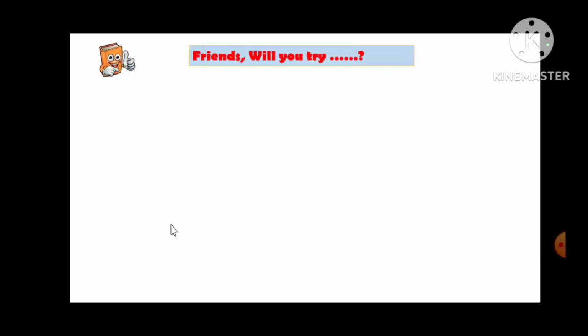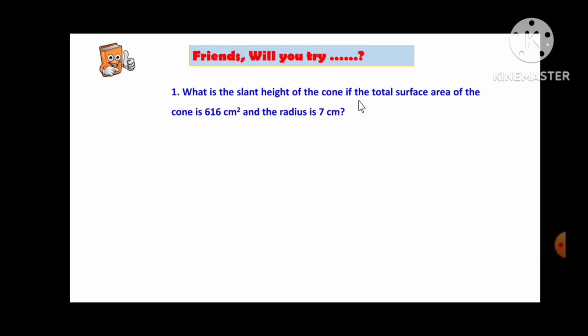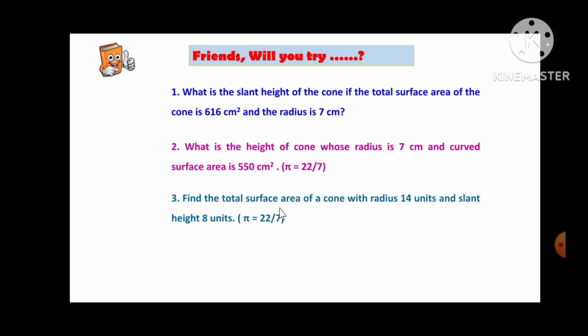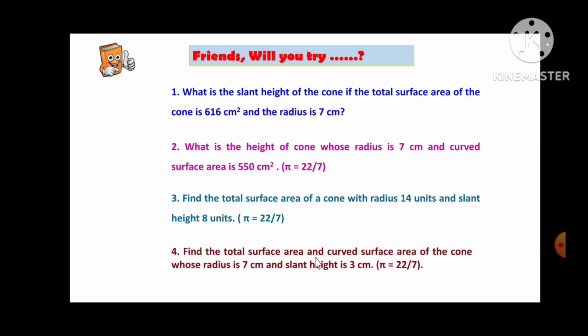Friends, will you try these problems? What is the slant height of the cone if the total surface area of the cone is 616 cm square and the radius is 7 cm? What is the height of the cone whose radius is 7 cm and curved surface area is 550 cm square? Pi is 22 upon 7. Find the total surface area of the cone with the radius 14 units and the slant height 8 units. Pi's value is 22 upon 7. Find the total surface area and the curved surface area of the cone whose radius is 7 cm, slant height is 3 cm. Pi value considered as 22 upon 7. So these are easy problems.